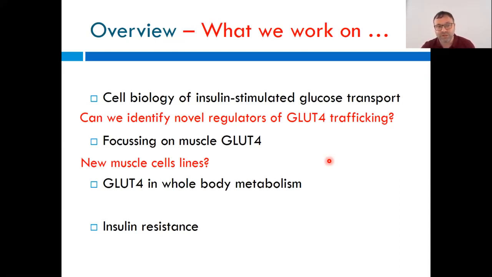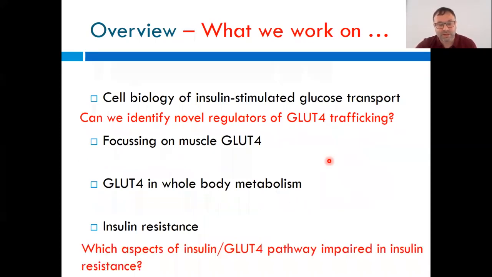And to do this, we're looking into new muscle cell lines and developing these with the idea that we can perform quite detailed cell biology experiments in a better muscle cell line. And as I alluded to in the final part of my talk, we're really interested in using our models of insulin resistance in vitro, so in cell lines, and these oxidant-induced insulin-resistant models to try and study which aspects of this pathway are impaired in insulin resistance.